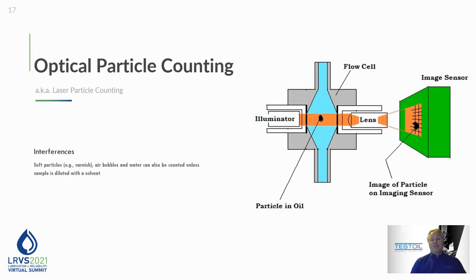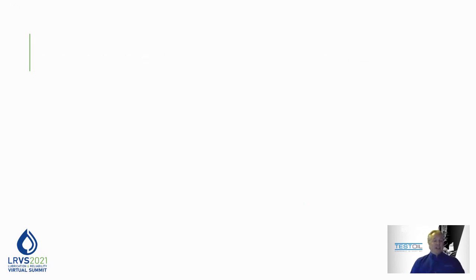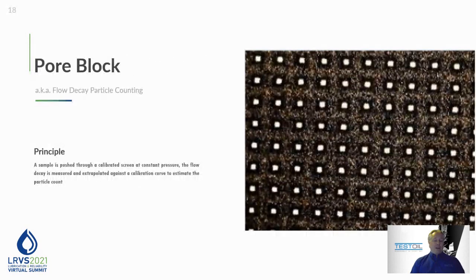But that being said, this is one of two ways we can do a particle count. The other way is something maybe you've heard of before. Generally speaking, it's referred to as pore block, or some people call it the flow decay method. But the basic principle is much simpler. Essentially, we take your sample and we push it through a calibrated screen. So you've got a microscopic view of that screen on the right here with laser cut holes in it, all one size. And we push it through this screen at a constant pressure. On the back side of the screen, we measure the flow rate.